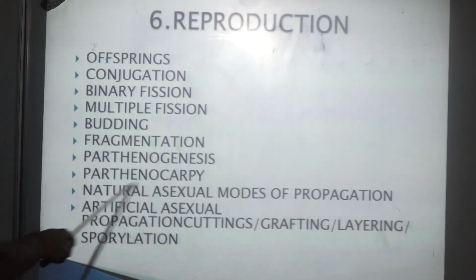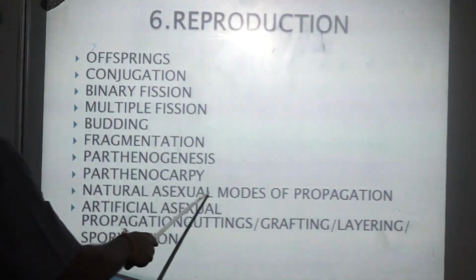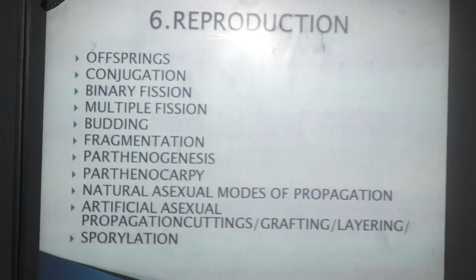Then what is parthenocarpy? This is entirely different. Seedless fruits. Let me take one example. Grapes are there. Black grapes are getting without seeds. You can get the white grapes also. The grapes are getting without seeds. That particular phenomenon is called parthenocarpy. Right?